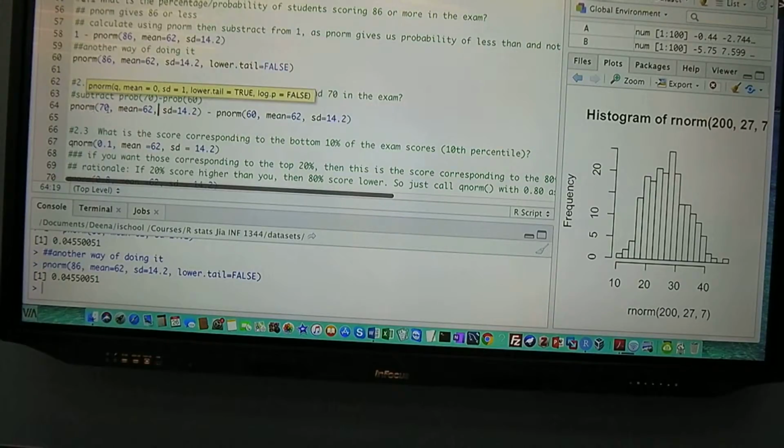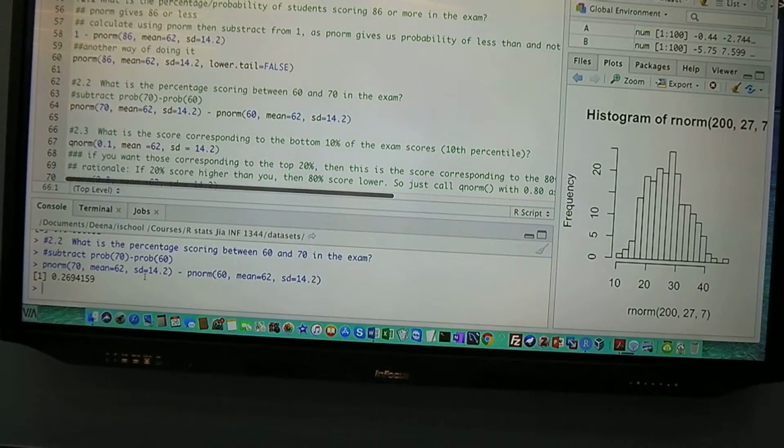P norm 70, mean equals 62, standard deviation equal 14.2, minus P norm of 60, mean equals 62, standard deviation 14.2. This will give me the probability between 60 and 70. Okay? So here is 0.269, this is 26.9%.